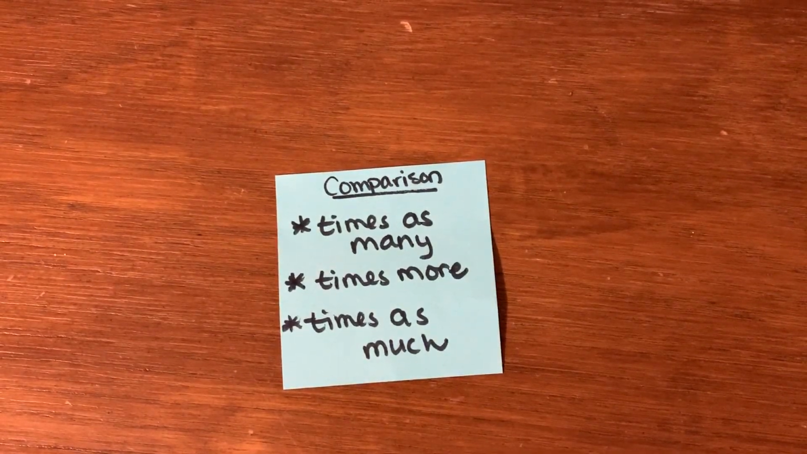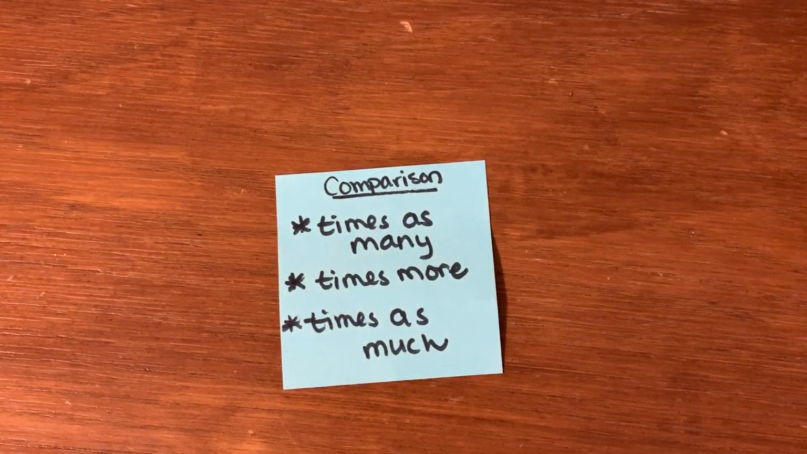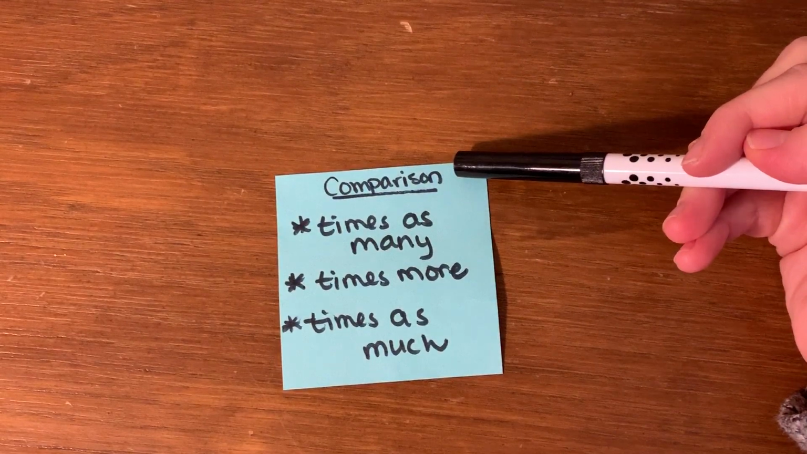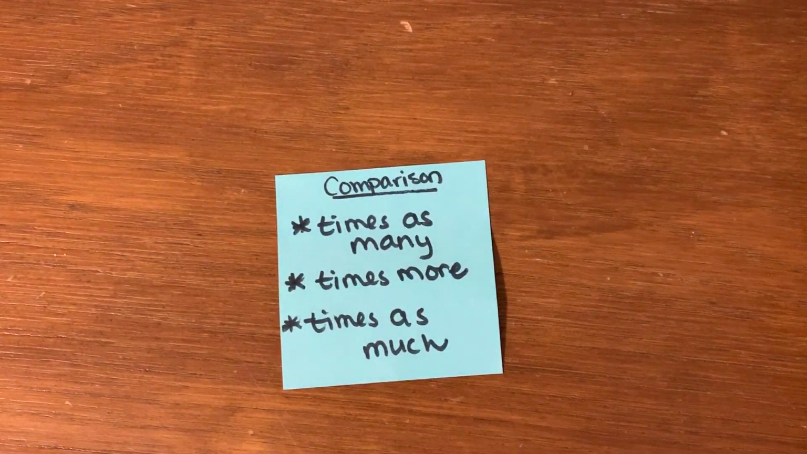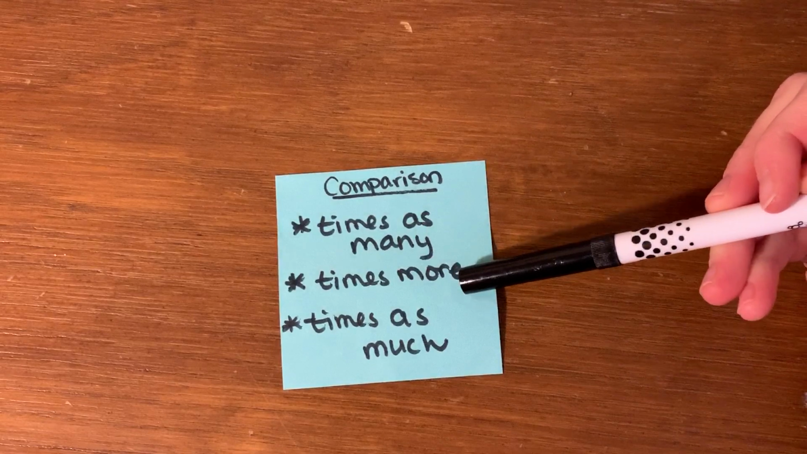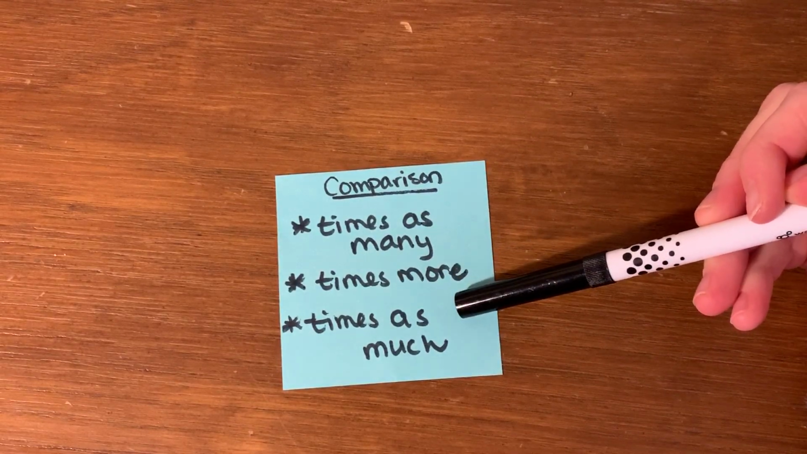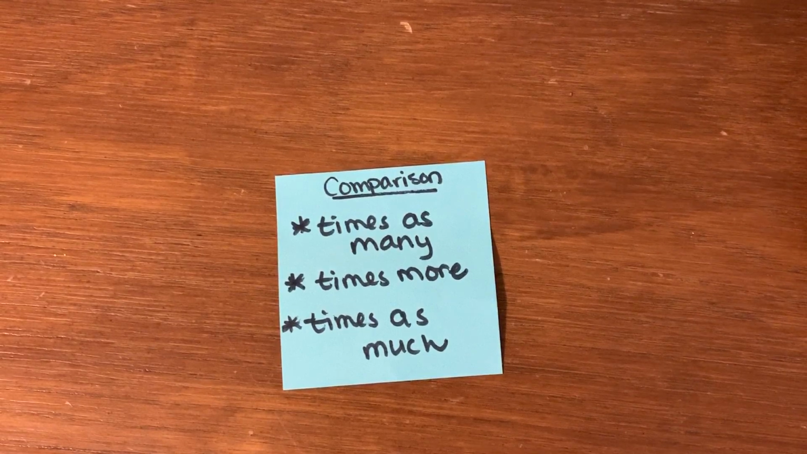Okay, so sometimes when we are multiplying, the way that the problems are worded lets you know that multiplication is being used as a comparison. So here are some of the phrases that you might see if multiplication is being used to compare two things: times as many, times more, and times as much. I'm going to show you some problems where that language is used so that you can see exactly what I'm talking about.